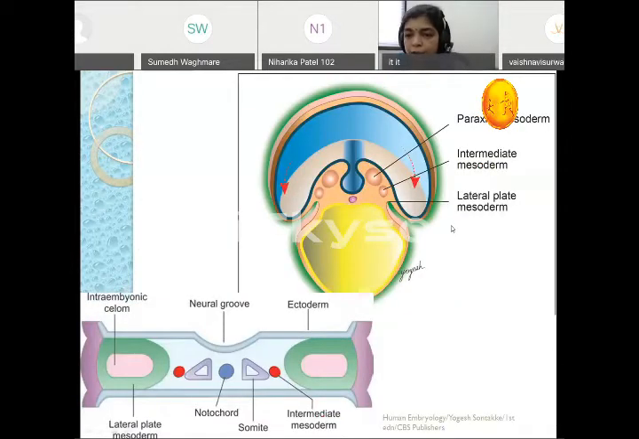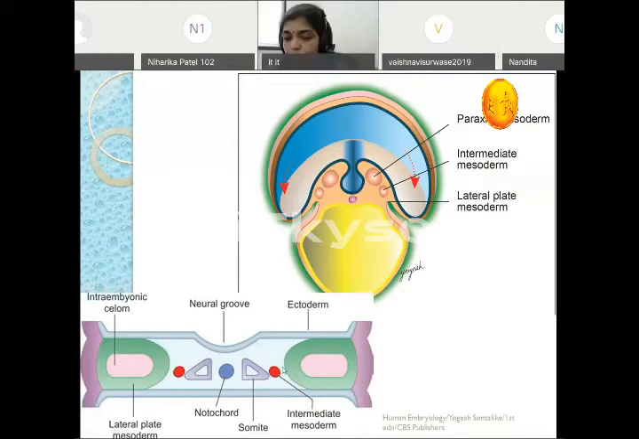So let's revise the last lecture. Can you tell me kidney developed from? Yes, what are the two sources? Come on. Cloaca. So kidney developed from? Yes, which part? The intermediate mesoderm. Right?